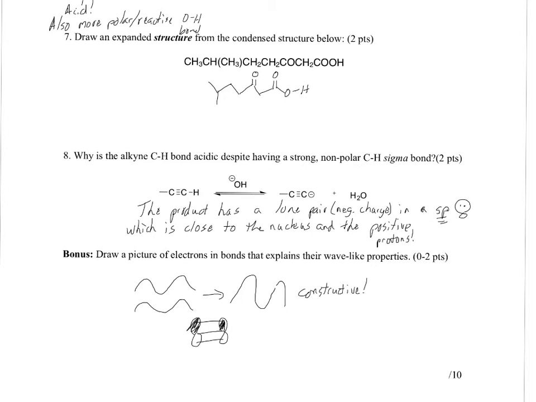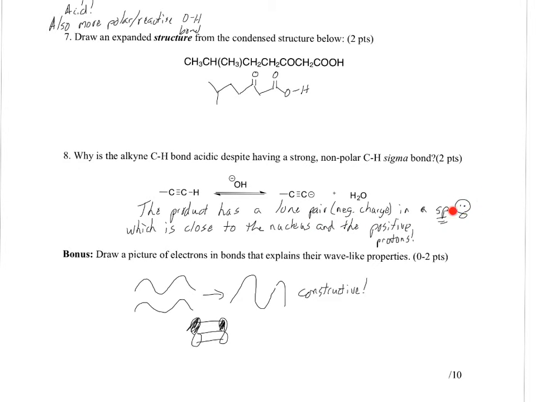Here, why is the alkyne CH acidic despite having a strong nonpolar sigma bond? So it goes back to, again, thinking about for a reaction to take place, what two things are possible? Either you have reactive starting materials, which in this case we're saying this is not a reactive starting material because that sp and the H have a pretty strong orbital overlap, so it must be that this product is very stable. So the product has a lone pair in an sp orbital.